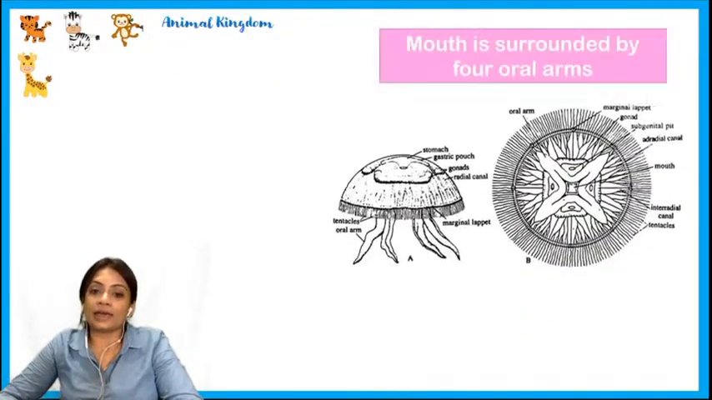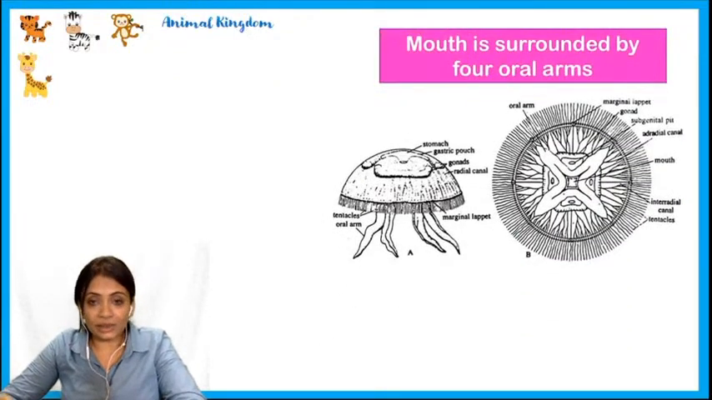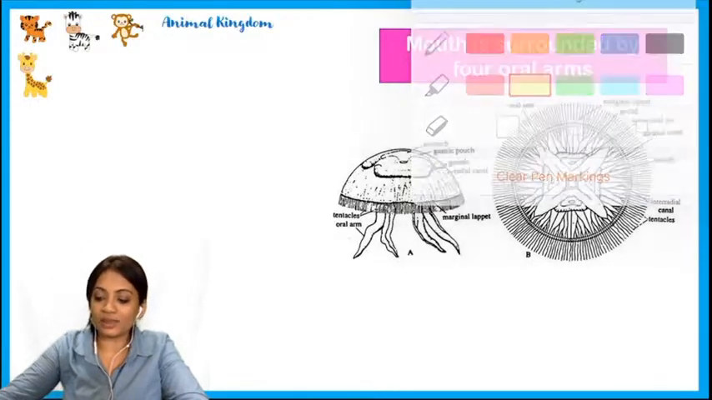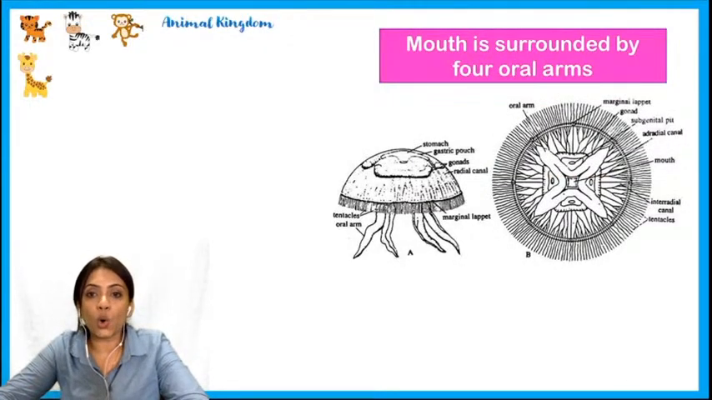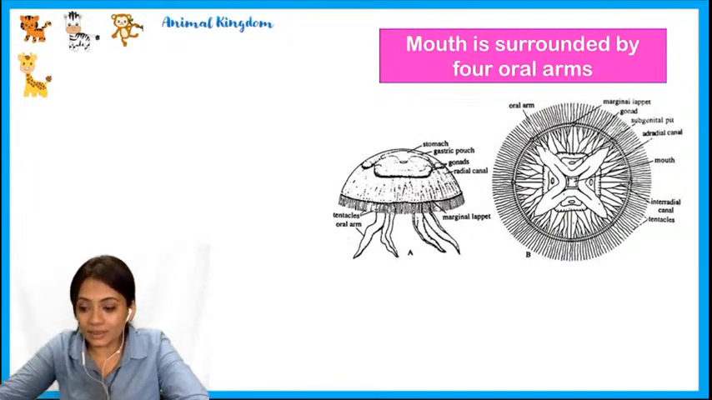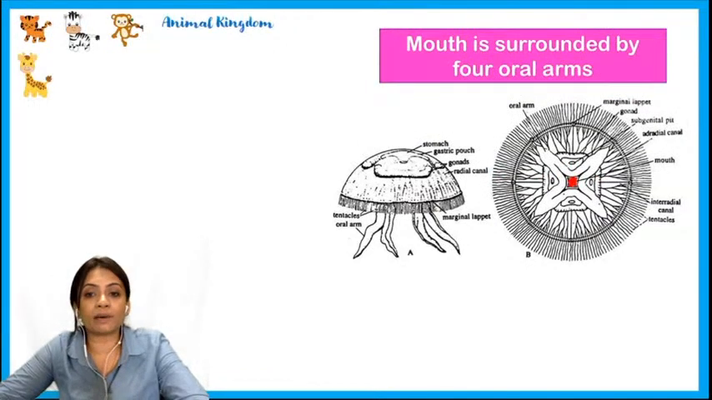Now, we see here that in this class, the mouth I'm talking about is surrounded by 4 oral arms. Now, where is the mouth? First, let's locate where the mouth is. This part that you're seeing here, that I'm just coloring here in red, do you see that, children? This part is the mouth region.